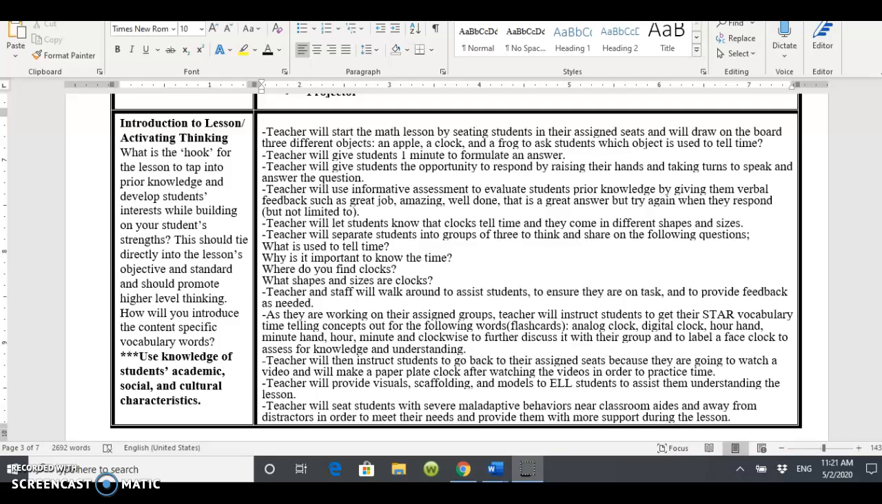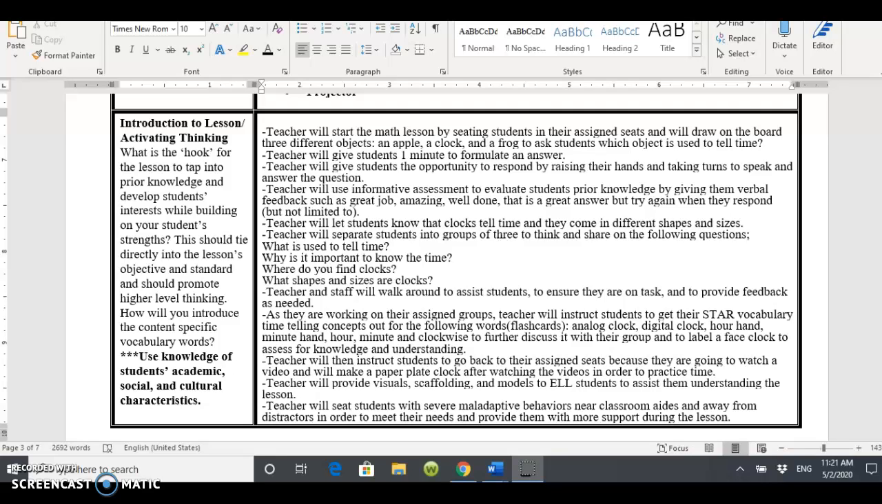Teacher will give students the opportunity to respond by raising their hands and taking turns to speak and answer the question. Teacher will use informal assessments to evaluate the students' prior knowledge by giving them verbal feedback such as great job, amazing, well done, that is a great answer, but try again when they respond, but not limited to. Teacher will let students know that clocks tell time and they come in different shapes and sizes.